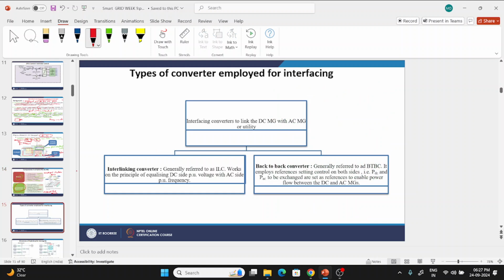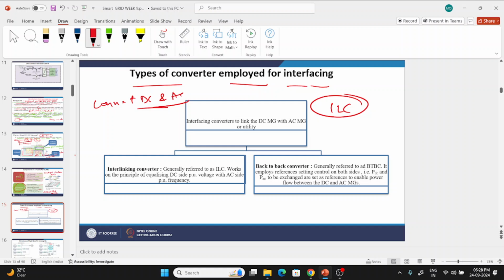Now coming towards the type of converter employed for interfacing. How can we interlink or connect a DC to an AC microgrid or any utility? There are two types of converters. One is the interlinking converter, generally known as ILC. They work on the principle that they have to equalize the DC side voltage with the AC side. So the main aim of ILCs is to equalize the voltage on the DC side with the AC side.